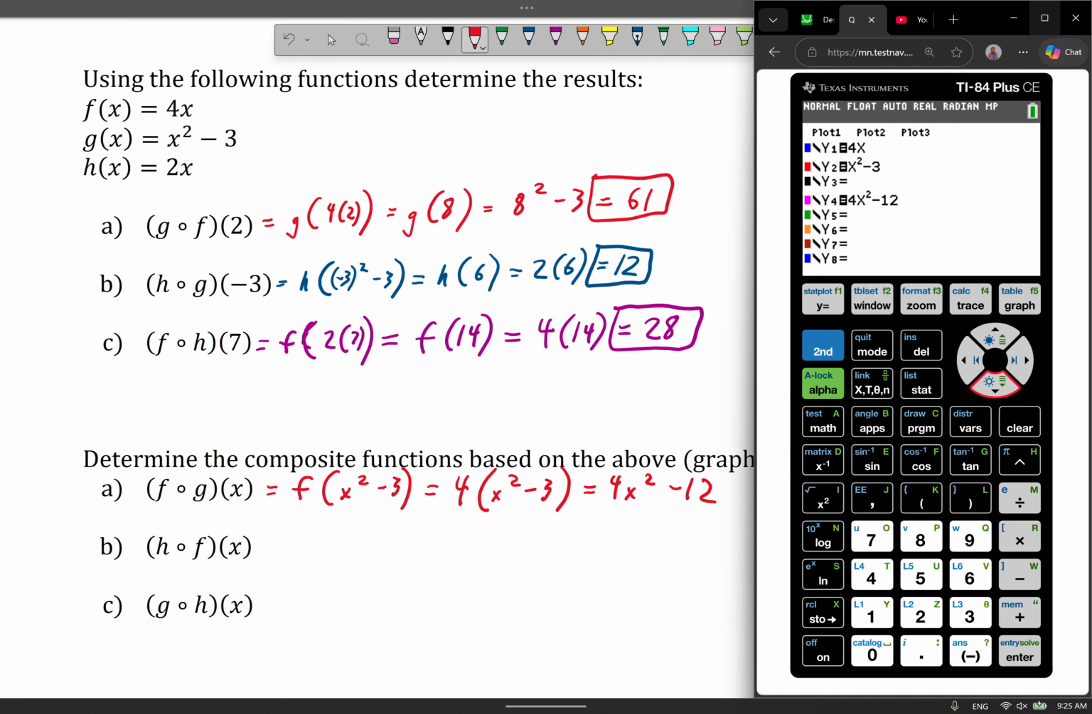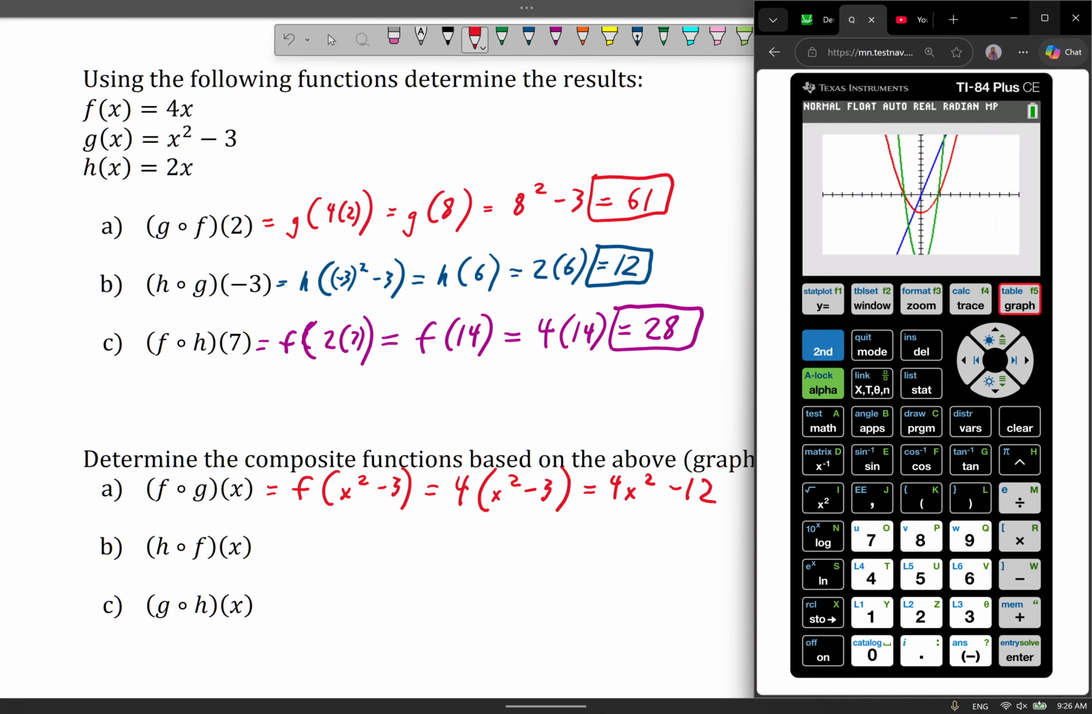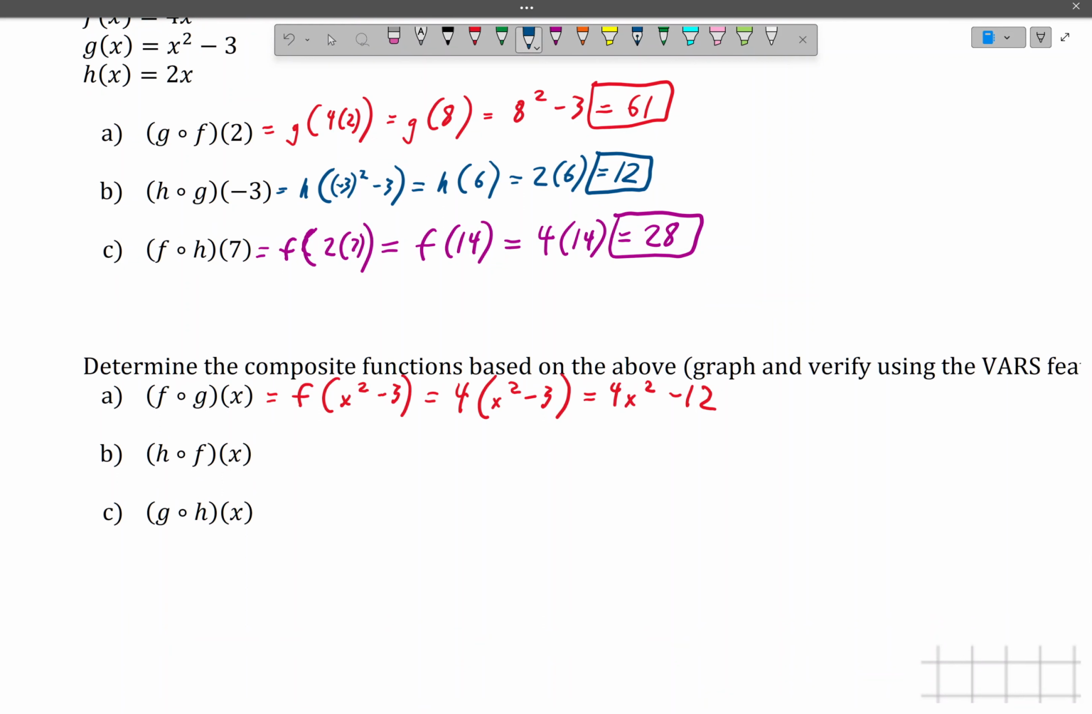But if we want to make this work using vars, the f function we can write as 4x, but instead of x, you're going to go vars, and you're going to put in the g function, because it's f of g. So instead of it being an x, you're using y2. And so that green one completely overlaps the pink one, as you can see with the table of values as well, which means that it's verified, that this is correct. Okay, pause the video now and see if you can get the same result as me for B and C.